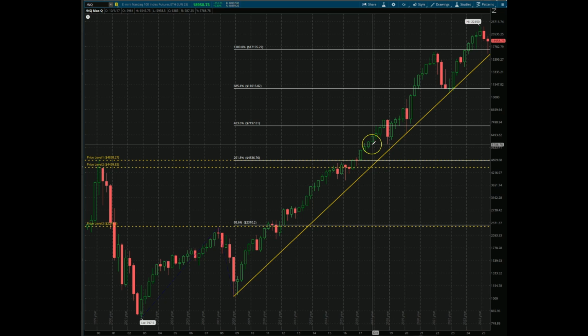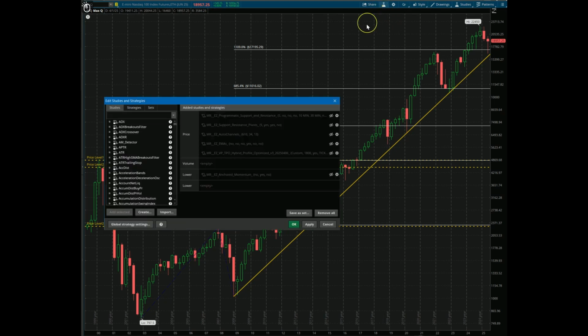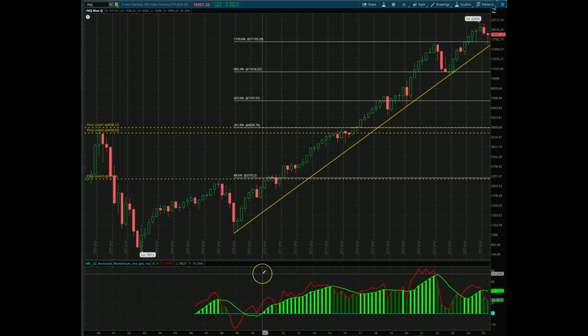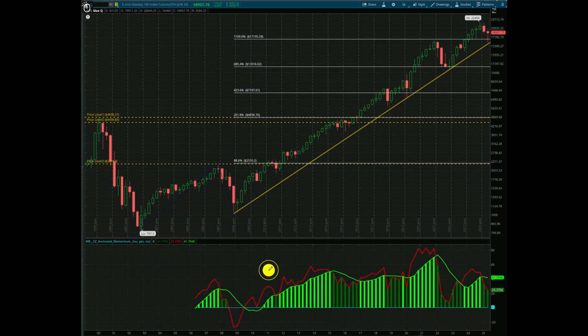What else? Well, I could always throw in my good old faithful indicator, the anchor momentum. Let's see. There we go. Let's just make sure that it's okay. So what is the anchor momentum showing us?